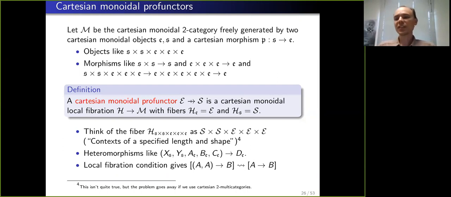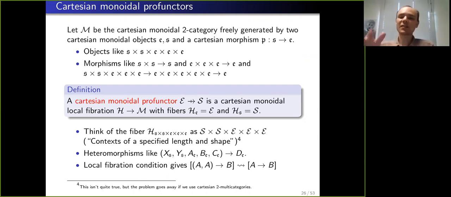And this isn't strictly true because the fibers don't get quite the right thing unless you pose an extra axiom here, or you can use multi-categories instead, which is what we actually did when we were doing this. But for understanding what's going on, I think this is good enough. It also helps to generalize to the dependent case later. If you think of the fiber over one of these formal product objects, like S cross S cross E cross E cross E, you think of that as being the product of these categories.